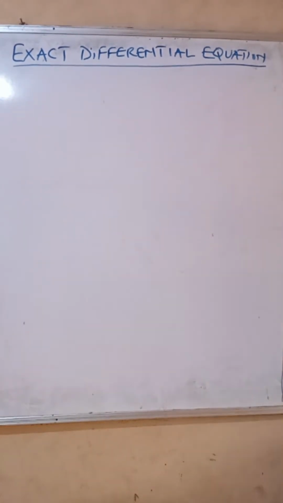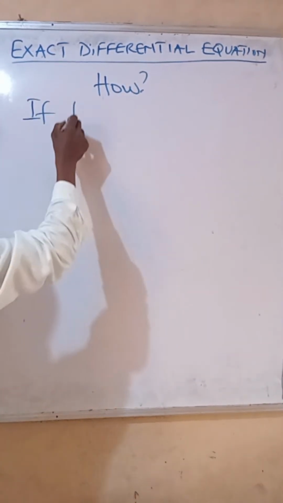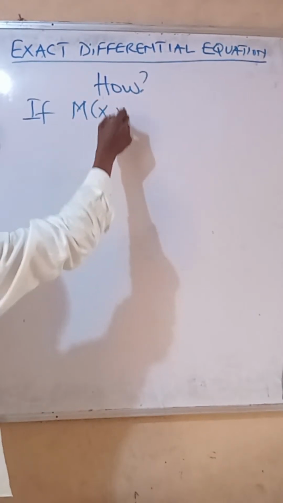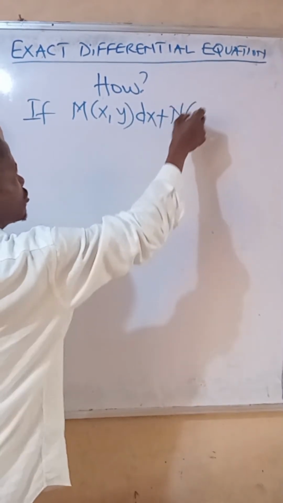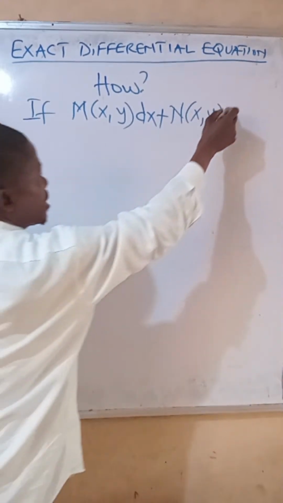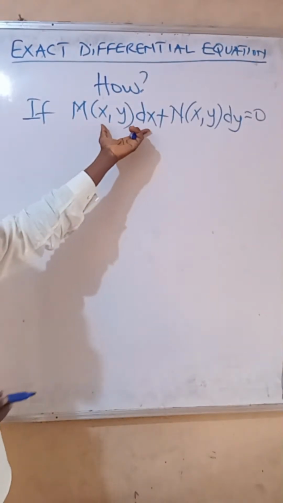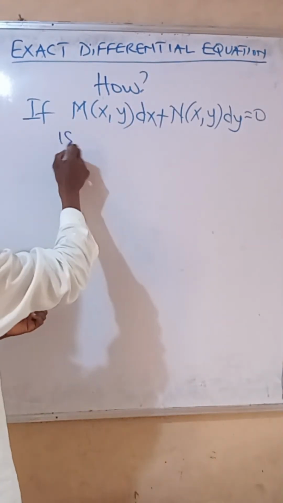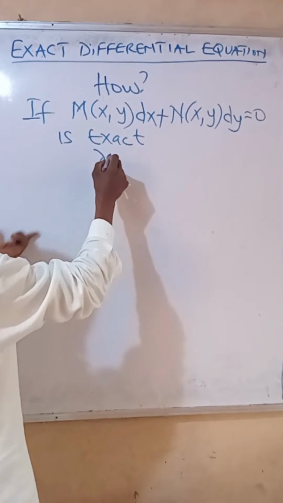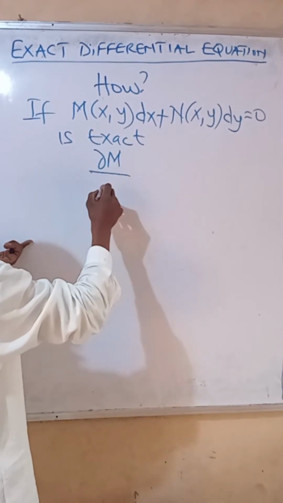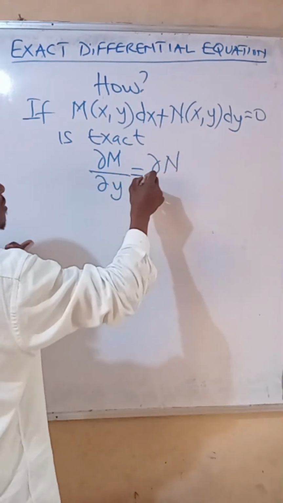Welcome. The standard form for an exact differential equation is M as a function of two variables dx, plus N as a function of x and y dy, equal to 0. If this differential equation is exact, in the sense that the partial derivative of M with respect to y is equal to the partial derivative of N with respect to x.